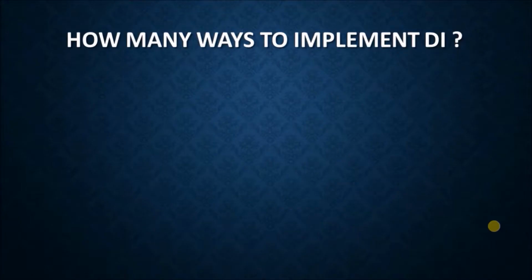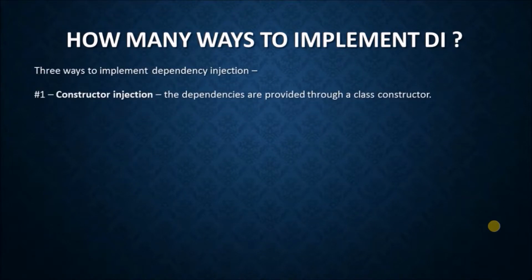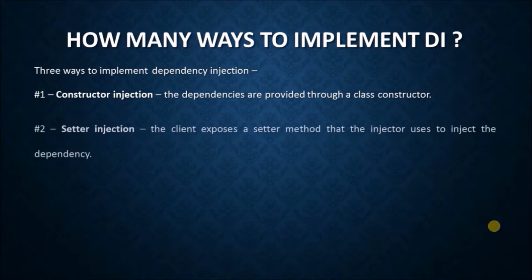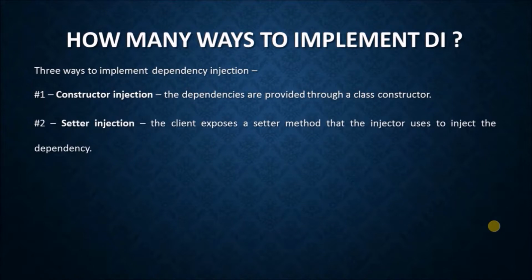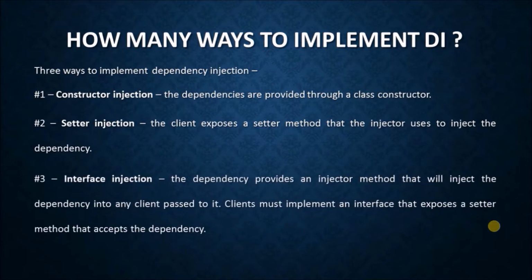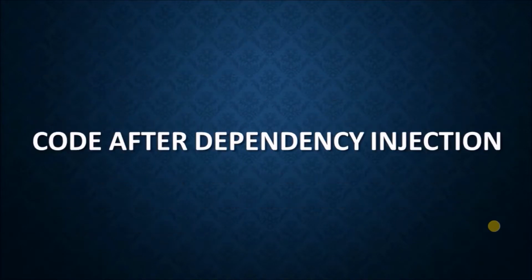How many ways to implement dependency injection? 3 ways to implement dependency injection. Constructor injection. The dependencies are provided through a class constructor. Setter injection. The client exposes a setter method that the injector uses to inject the dependency. Interface injection. The dependency provides an injector method that will inject the dependency into any client passed to it. Clients must implement an interface that exposes a setter method that accepts the dependency.